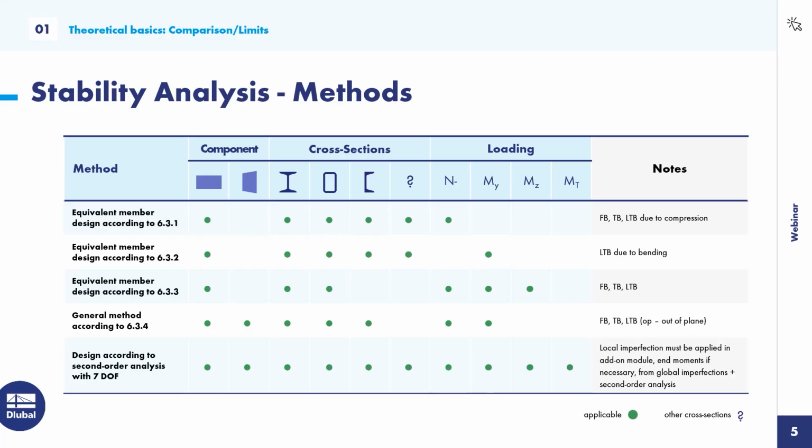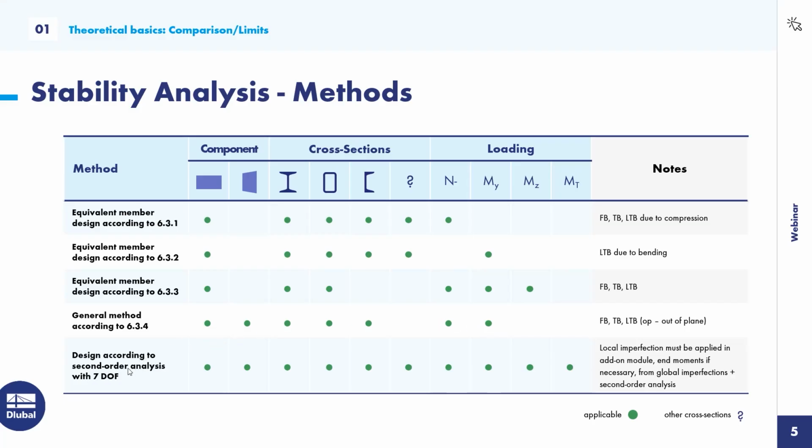Okay. Then the fourth line, general method according to 6.3.4. This method is valid for uniform and non-uniform members, and single symmetric sections with compression and bending about the principal axis.